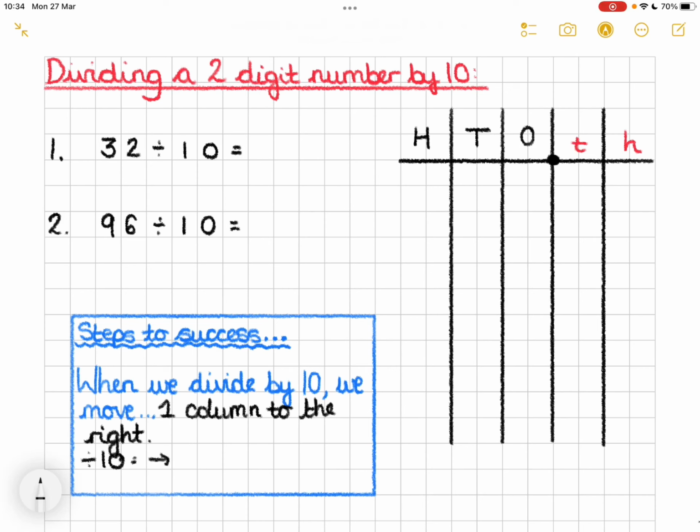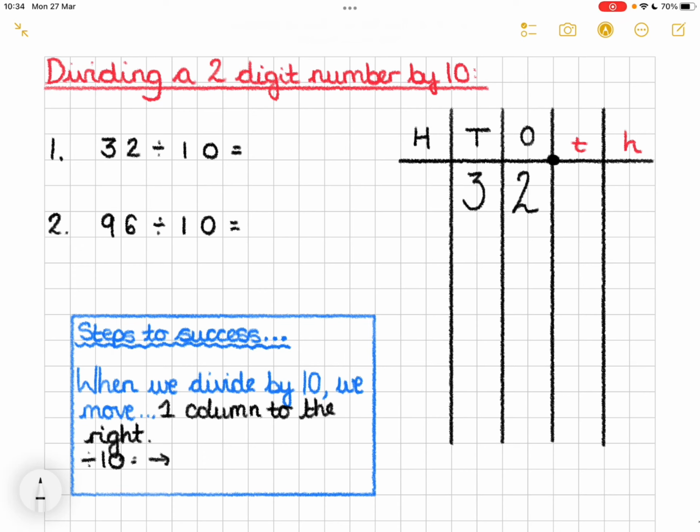I've just drawn 1 arrow because when it comes to dividing by 100 and 1,000, you would then move 2 jumps to the right and 3 jumps to the right. Opposite of when you multiply, because when you multiply, you move in the opposite direction. So let's start off with our number. We've got 32. I'm going to pop that in my place value grid. In 32, I've got 3 tens and I've got 2 ones.